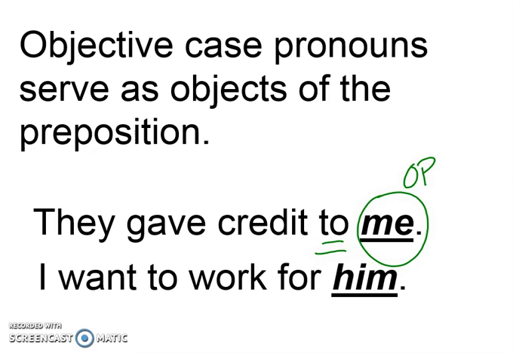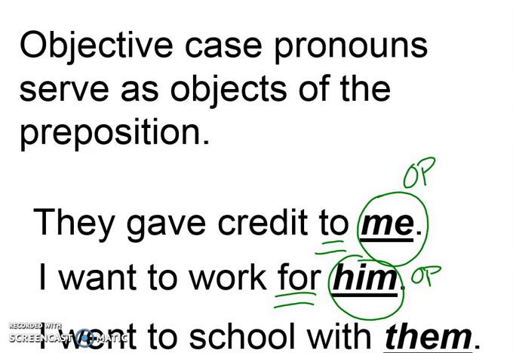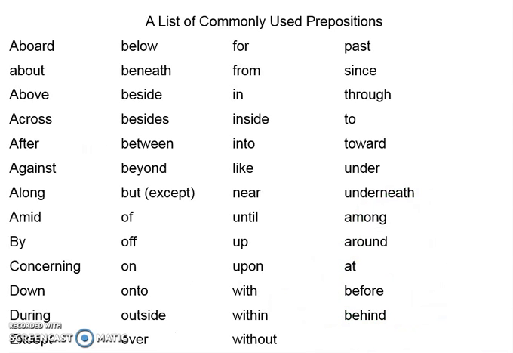I want to work for him. Preposition for. Pronoun that follows, object to the preposition. And then I went to school with them. Preposition with requires the object of the preposition. And here's a thorough list of the prepositions.